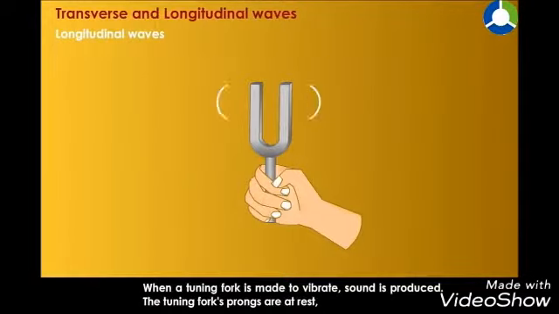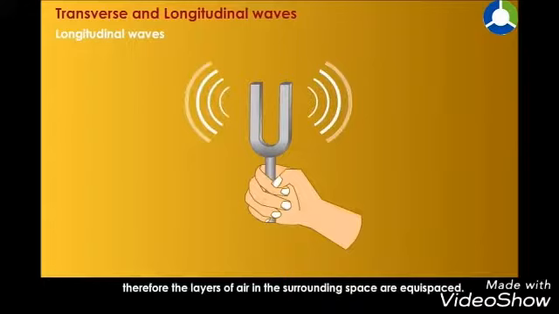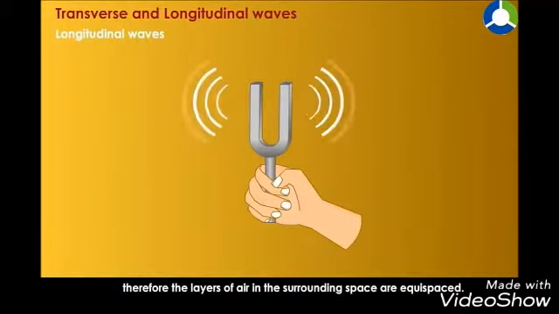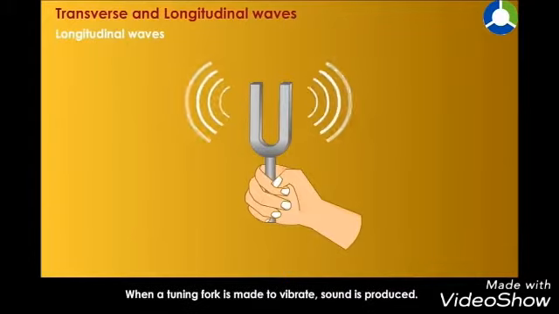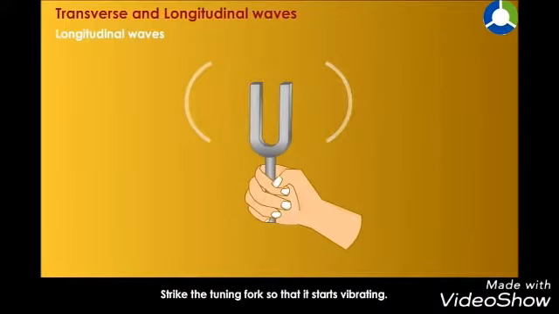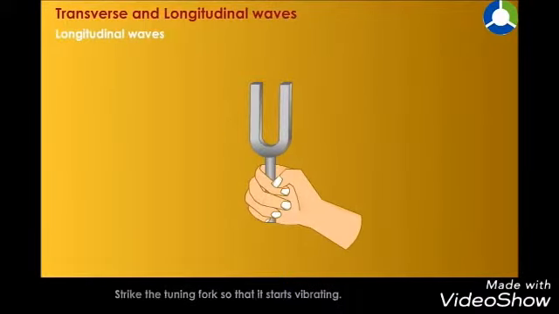When a tuning fork is made to vibrate, sound is produced. When the tuning fork's prongs are at rest, the layers of air in the surrounding space are equispaced. Strike the tuning fork so that it starts vibrating.